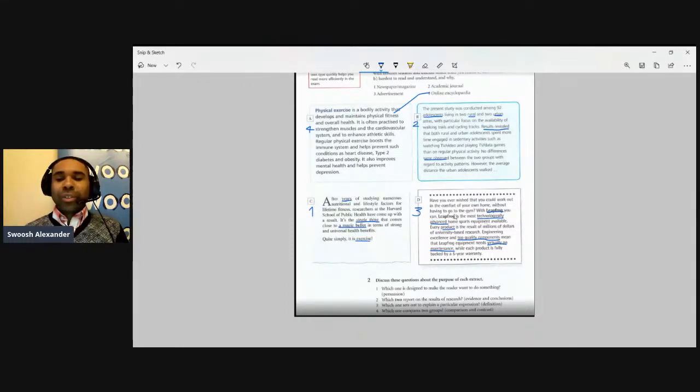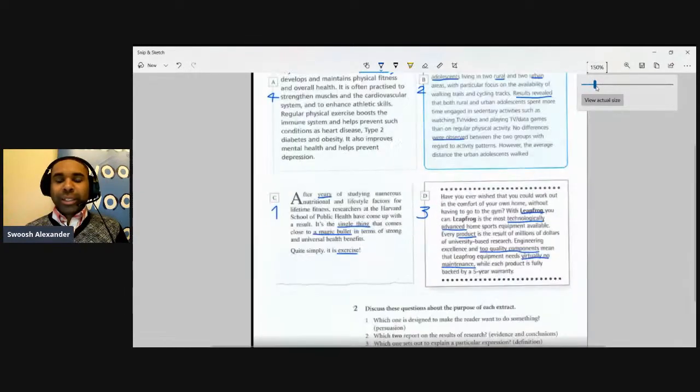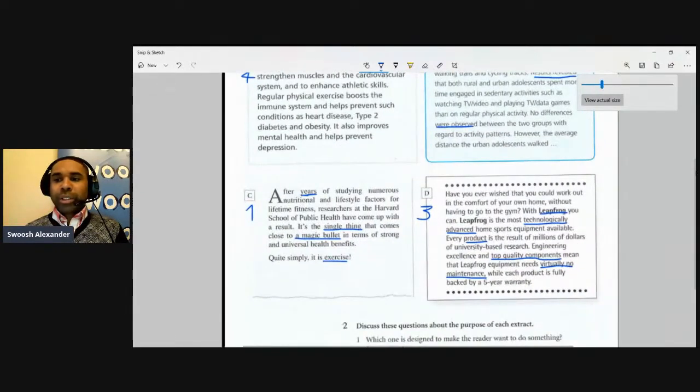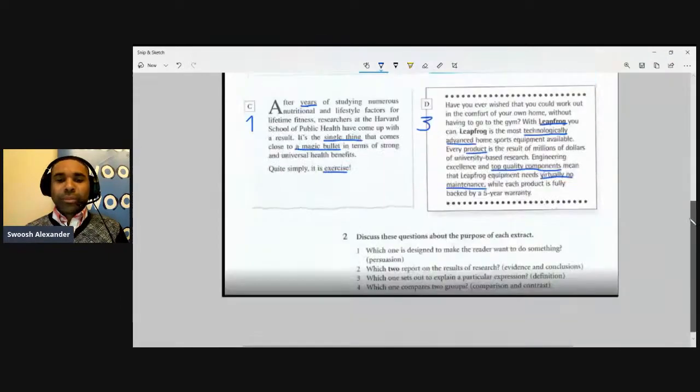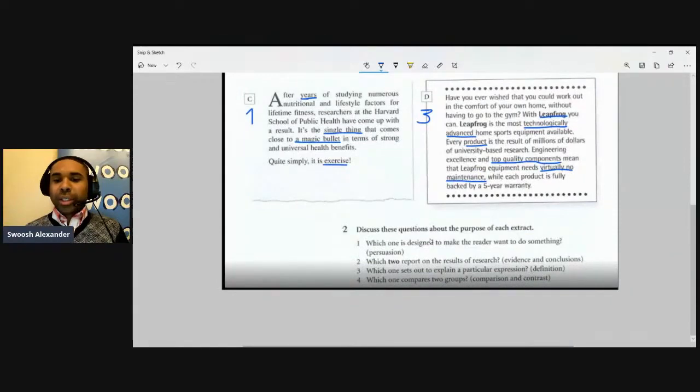D, in terms of advertisements, we might encounter more likely in the listening section, where we will come across advertising language. So let's move on to have a look at part 2 now. We've analysed the language a little bit, so we should be able to answer the part 2 questions quite easily. So which one is designed to make the reader want to do something? Persuasion. What do we think? Let me know in the class if you have any ideas.